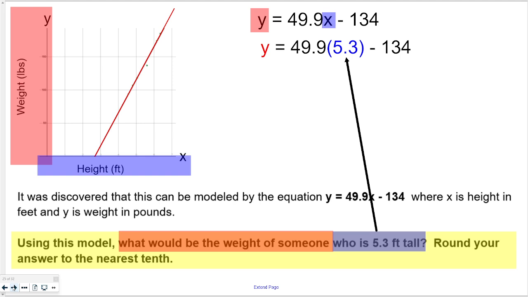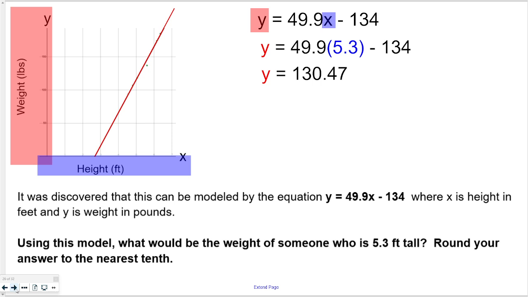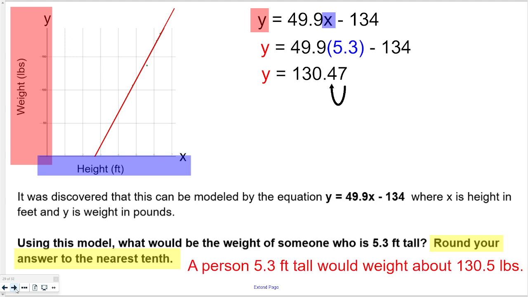You pull out your calculator, and you just say 49.9 times 5.3 minus 134, hit enter, it follows the order of operations, and you will get what your y is, which is your weight. Now, we get 130.47, or 130 and 47 hundredths. Remember though, it says round your answer to the nearest tenth, so that 7 tells us to round that 4 up to a 5. As a result, a 5.3 foot tall person would weigh about 130.5 pounds. Let me fix that T real quick.